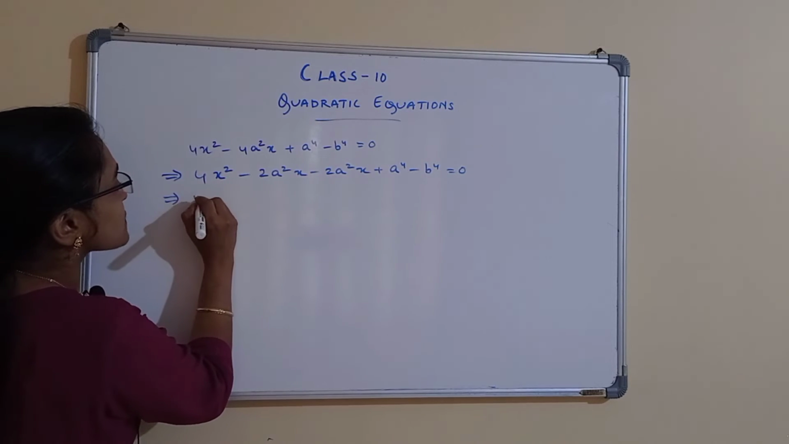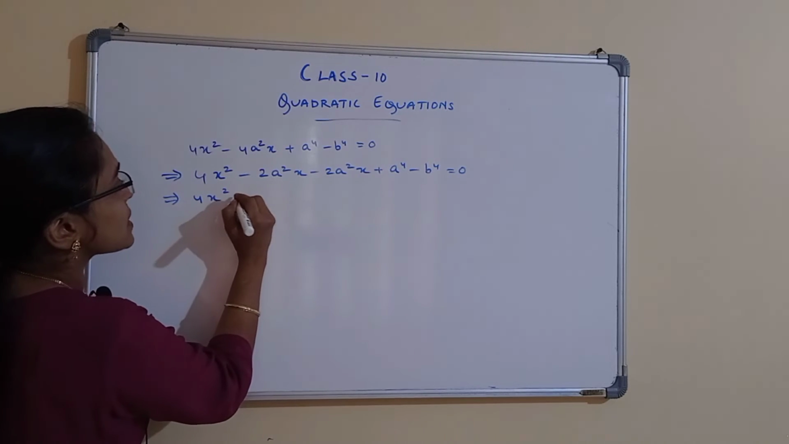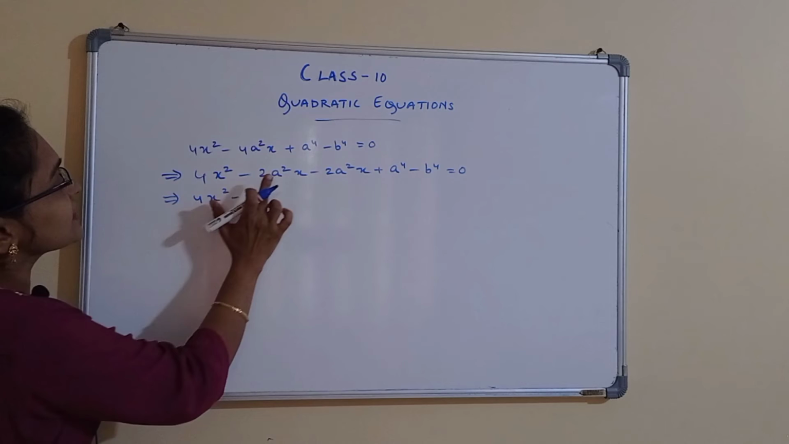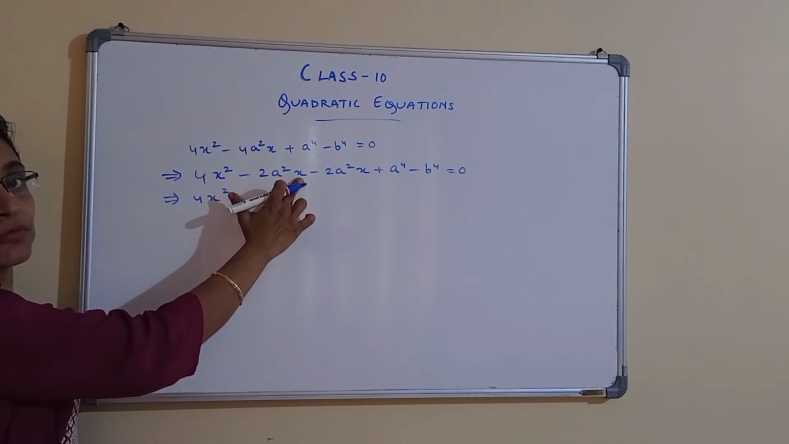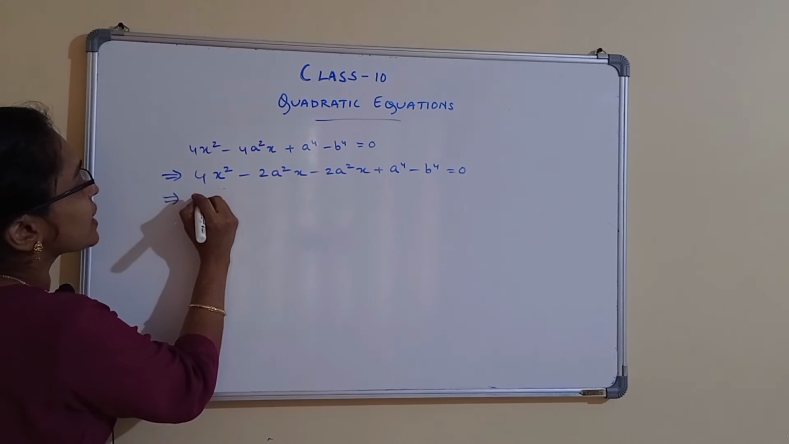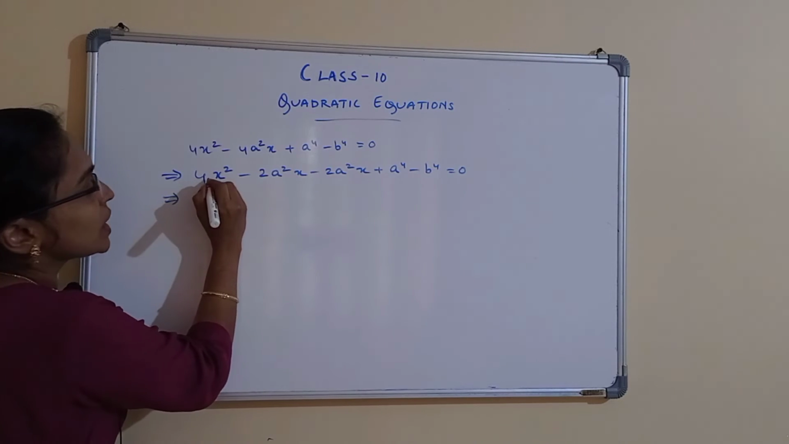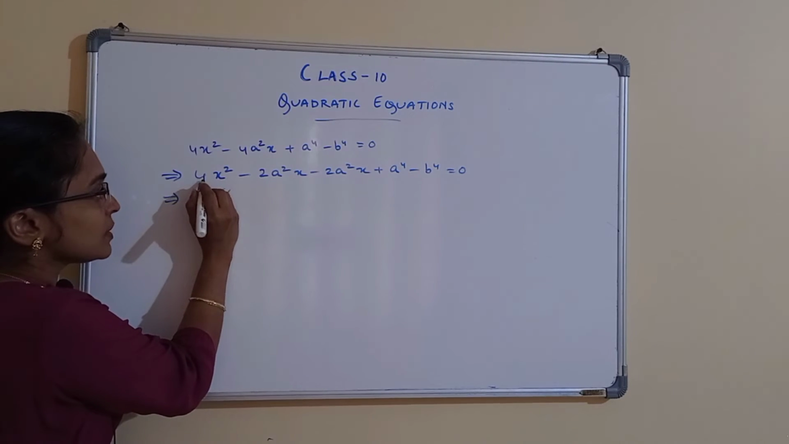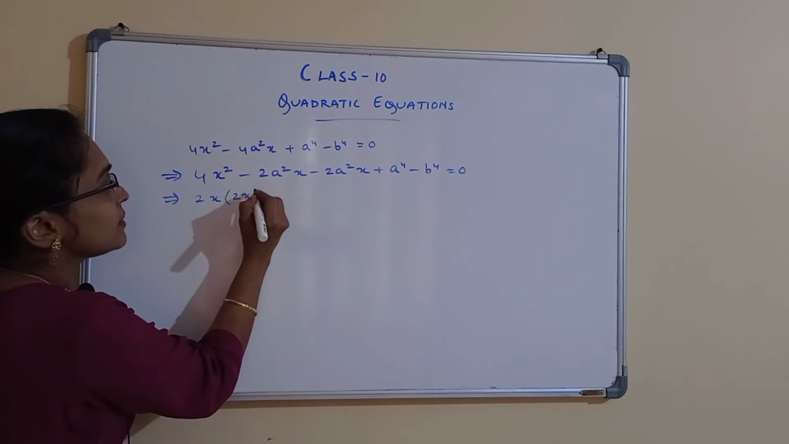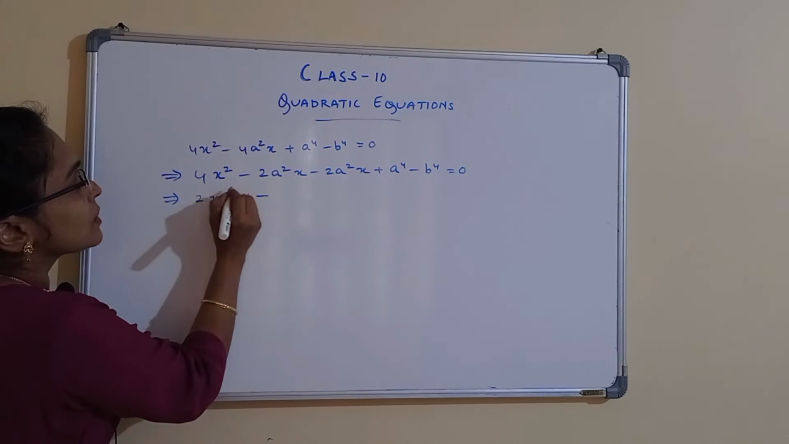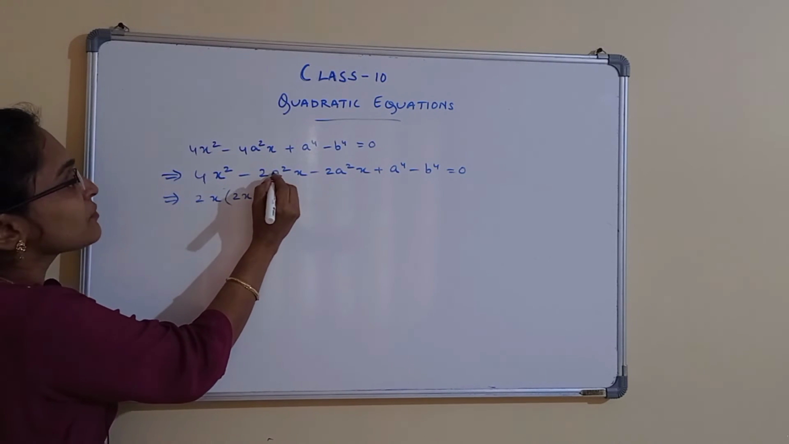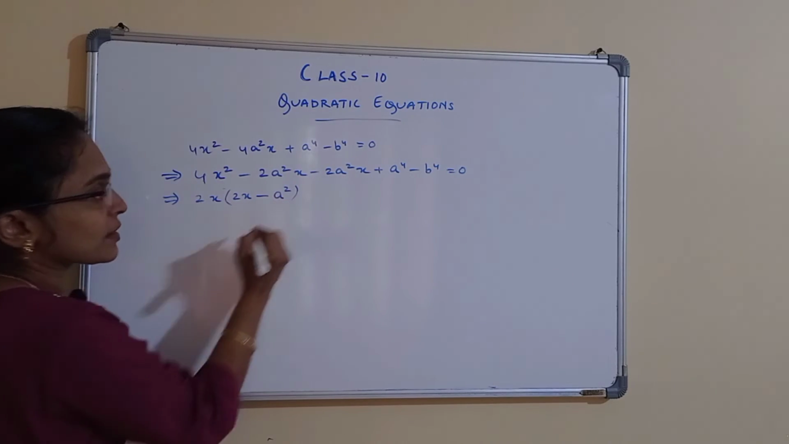And this implies 4x square minus, so we can take 2x as common from this. So we can write this as 2x into, if we take 2x common here, 2x is there, then minus, if we take 2x, we have minus a square, right?